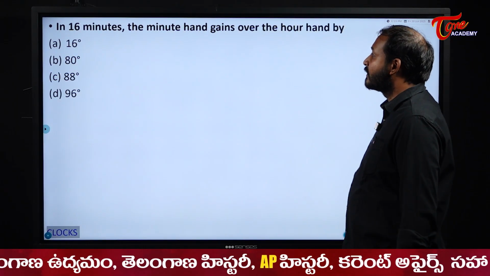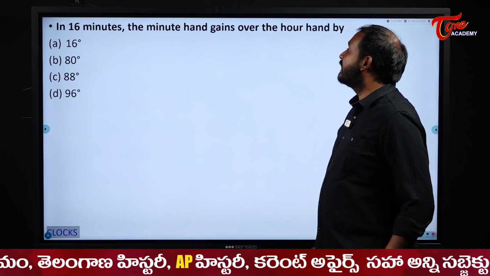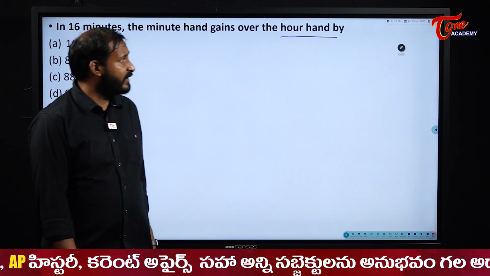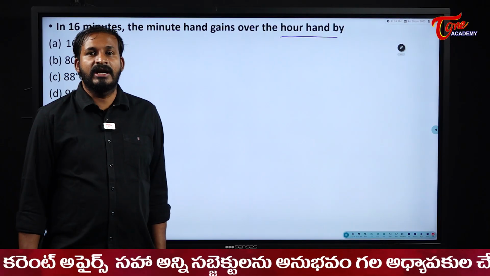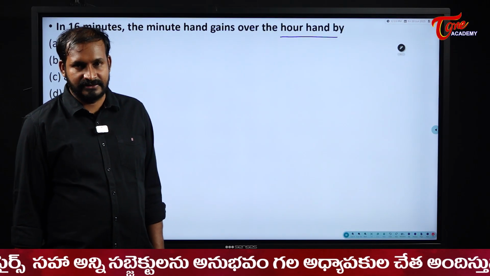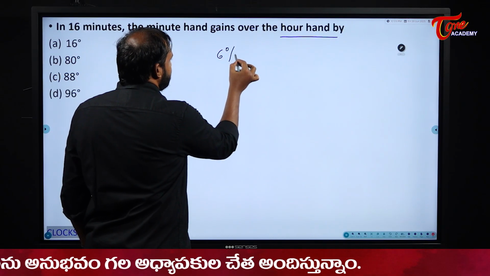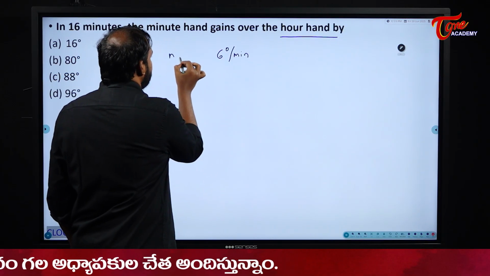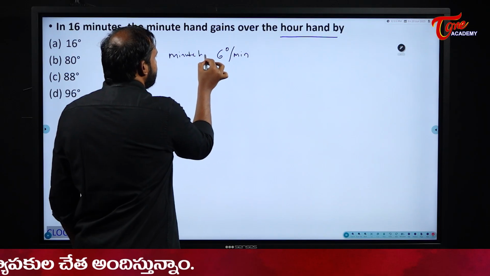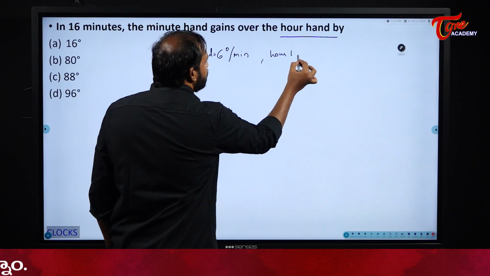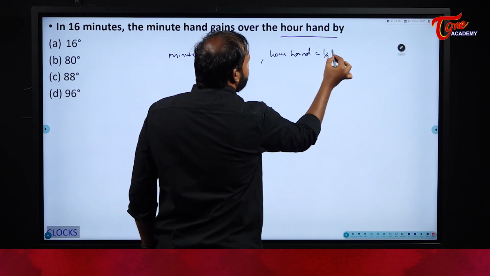Next one. Now in 16 minutes the minute hand gains over the hour hand by how much? Now see here, students, in our first session itself we discussed the minute hand speed and the hour hand speed. We all know it. Minute hand speed is 6 degrees per minute. When it comes to the hour hand, speed is half a degree per minute.